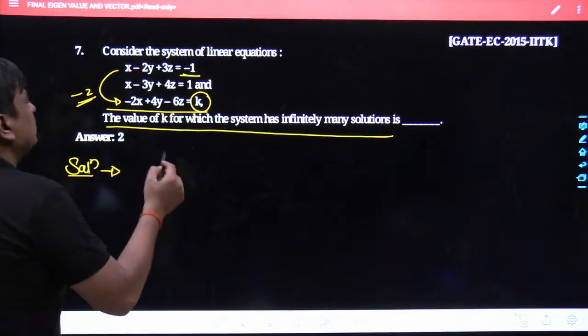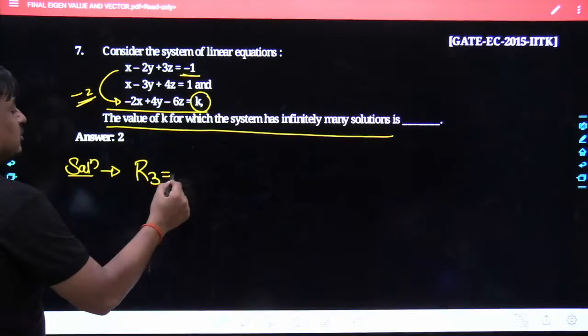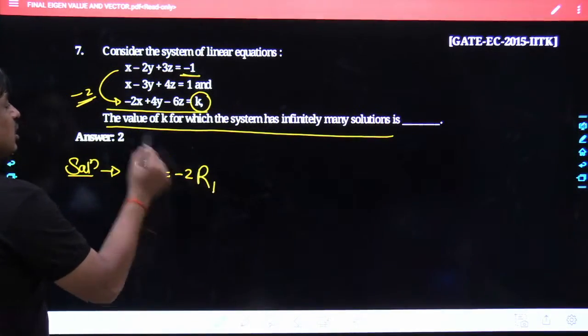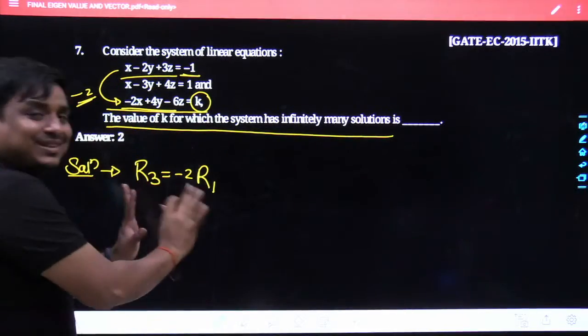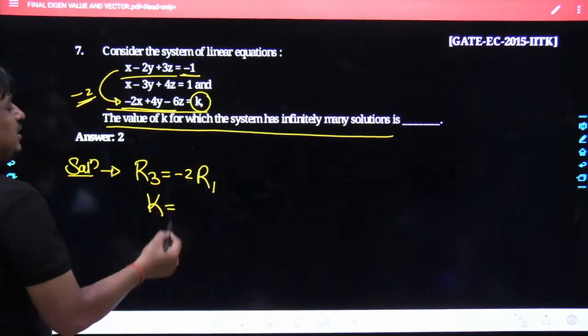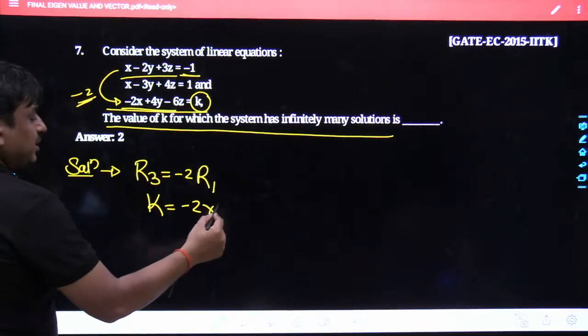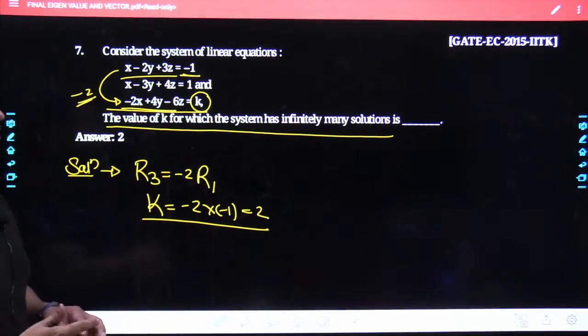So what you had to do? Just make sure that R3 equals -2 times R1. On the left hand side, obviously they are the same. You had to check this on the right hand side also. R3, may I know what it is? It's k = -2 times -1. The result is simply going to be 2.